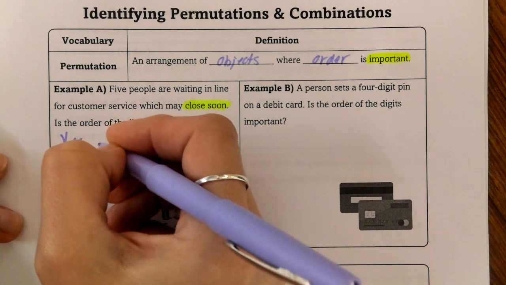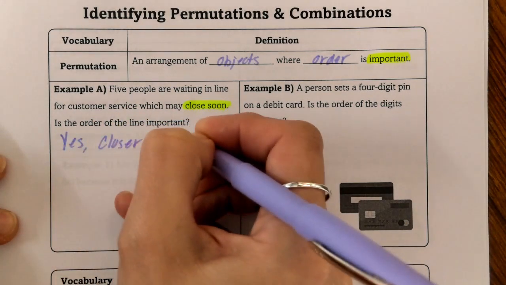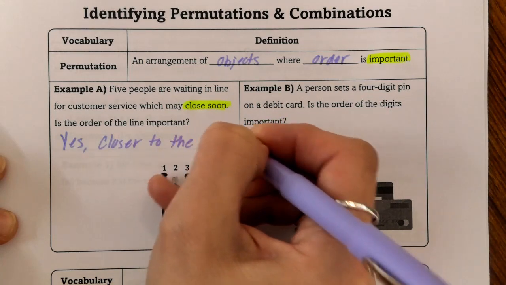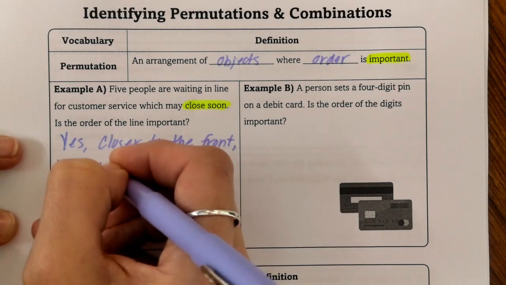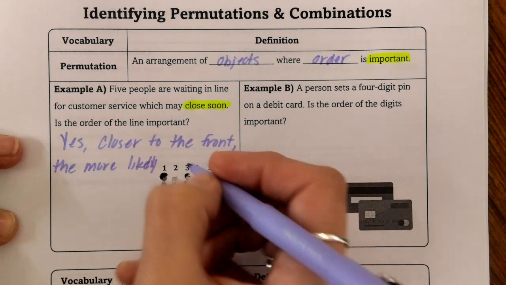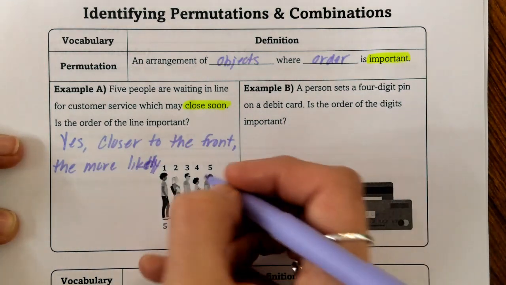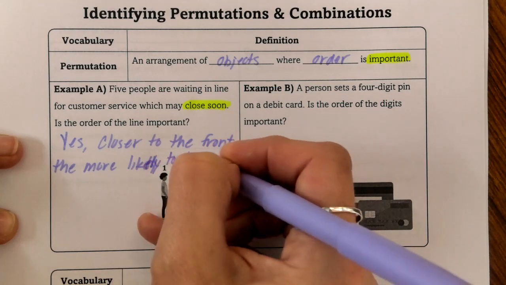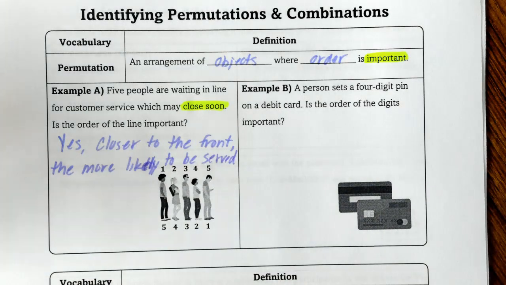And the reason why is the closer to the front you are, the more likely you're going to be served. Sorry, I was supposed to say likely to be served. Okay, so if you're in the way back, you have less of a chance of getting to customer service than the person in the front. So the order is going to matter here.